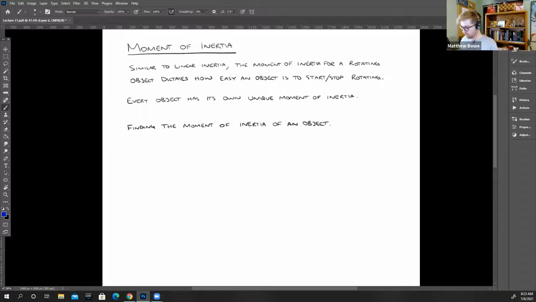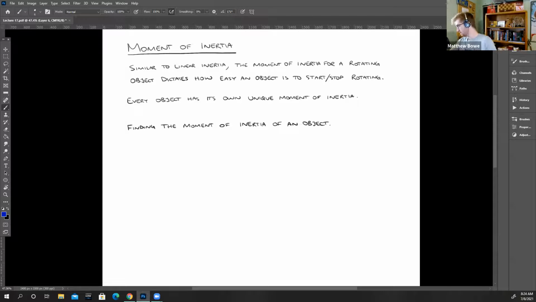So maybe we can start creating this catalog. There's a lot of stuff that can change on a single object. I don't want to have to calculate all of these moments of inertia every time I do some calculations. So maybe I can find the moment of inertia of something spinning like this, and then save that for later. Make a list, a catalog. How do we start doing this though?